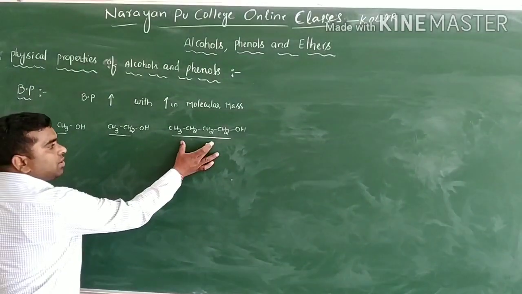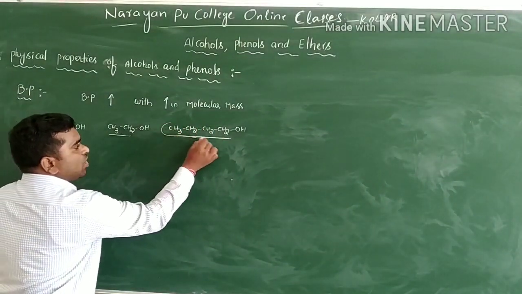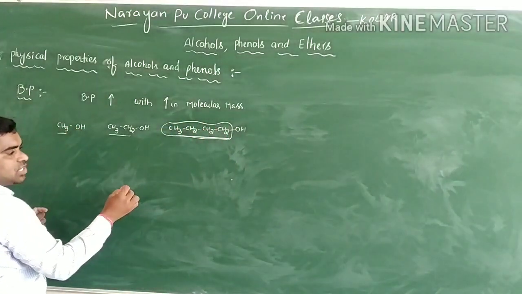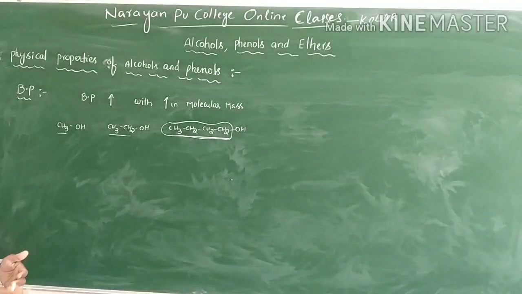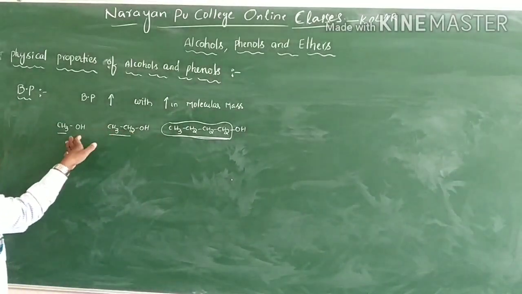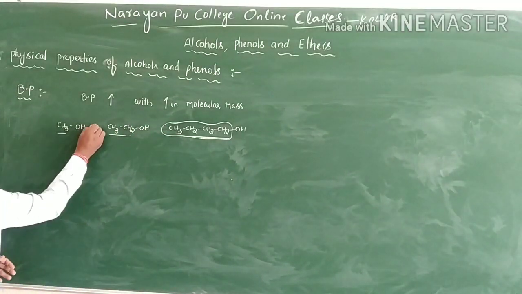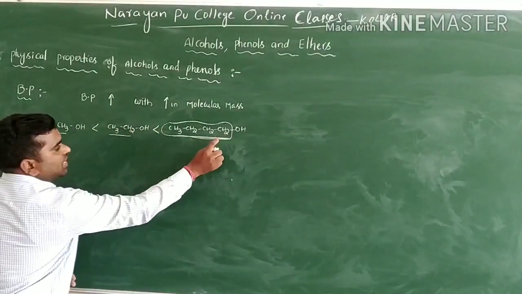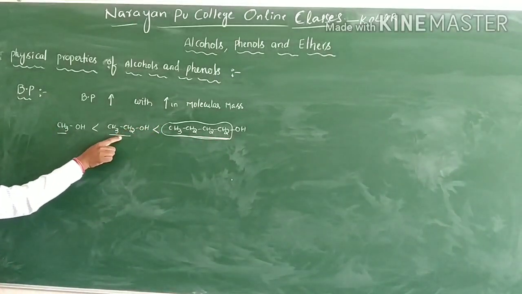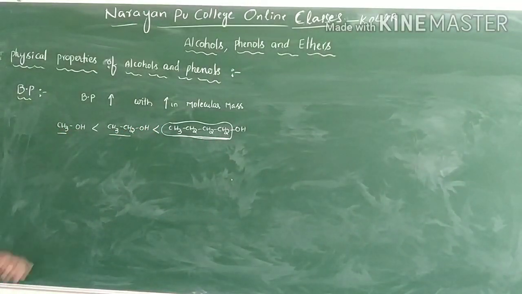So this one, because its surface area is large here. Whenever surface area is large, then automatically van der Waals forces increase. So that's why boiling points also increase. So the last one will have a higher boiling point than the second one and the first one.